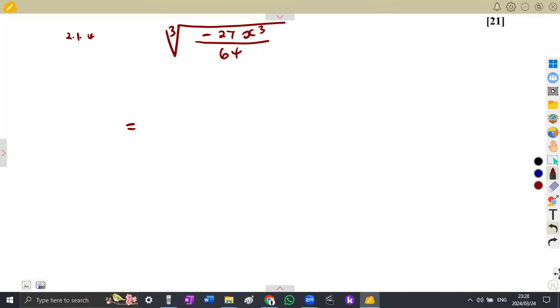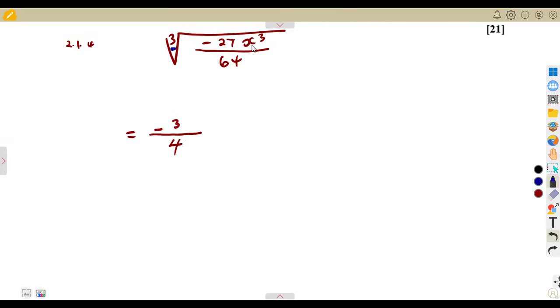So meaning to say on the top there, I've got a minus 3. In the denominator, I've got a 4. But remember, there's supposed to be x to be affected. So how do I find the cube root? That is the question now. How do I find the cube root of this x to the exponent of 3?